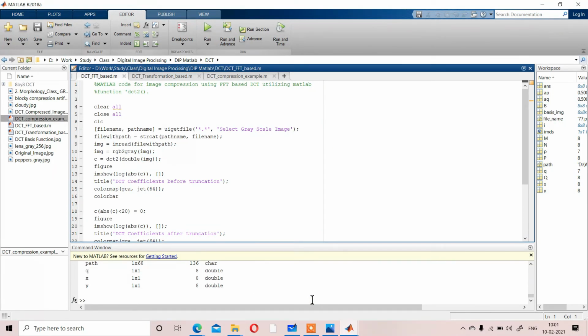Here is a MATLAB code. The MATLAB code for image compression using FFT based DCT, utilizing the MATLAB function DCT2. We are using the MATLAB function DCT2 to compress an image. In this technique, we are considering the FFT based approach.